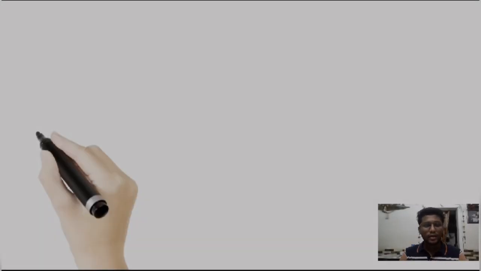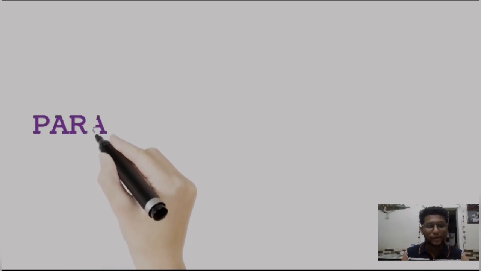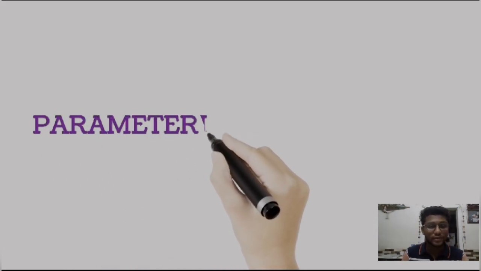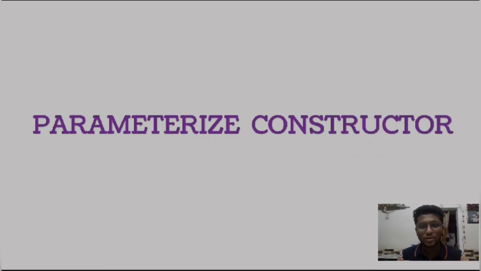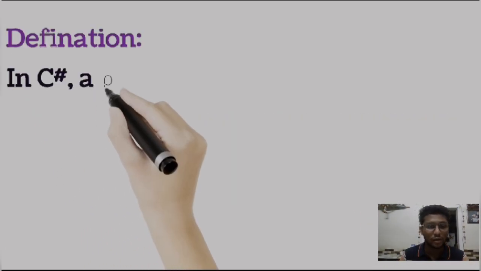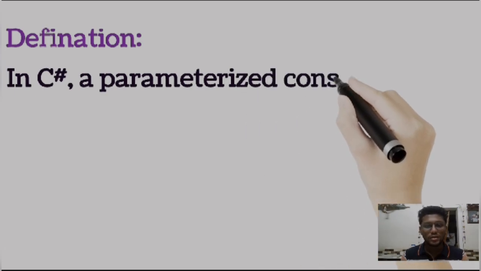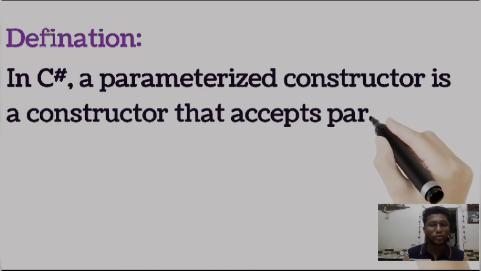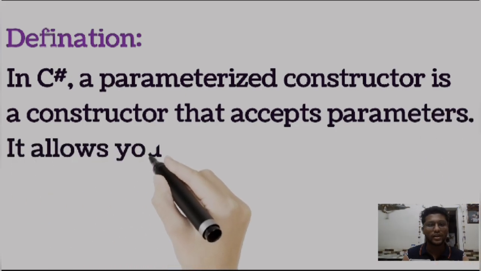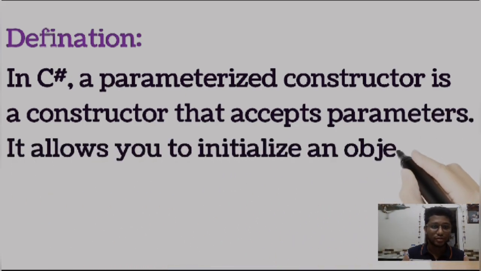Hello guys, I'm Prajin. I'm going to talk about the parameter constructor today. So let's start with the teaching. The first is the definition of parameter constructor. In C sharp, the parameter constructor is a constructor that accepts parameters. It allows you to initialize an object with specific values at the time of its creation.